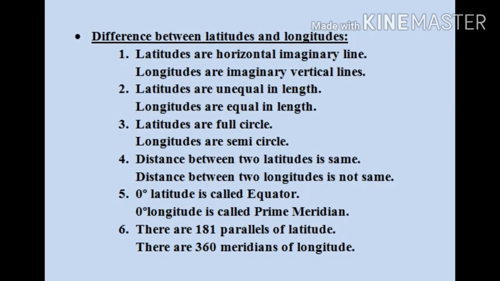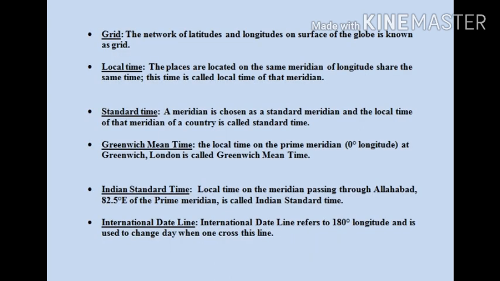Then after we learn about the differences of latitudes and longitudes. So then we learn about how to locate a place on the earth's surface with the help of grid system or latitudes and longitudes. Then we learn about local time. So what is local time? The places which are located on same meridian, they share same time, and that time is called local time. Then we learn standard time.